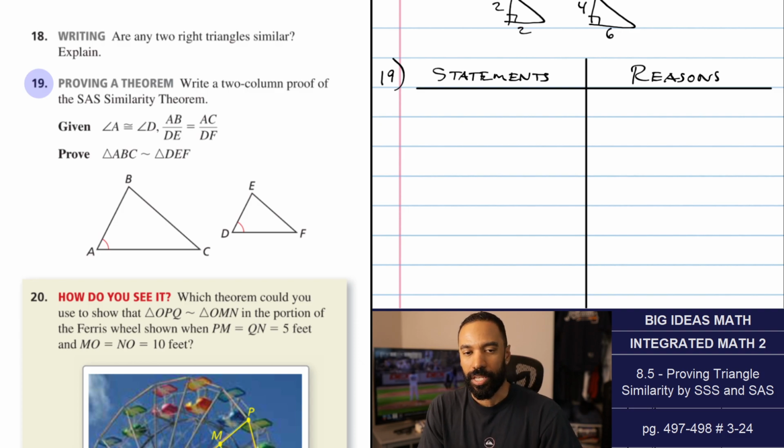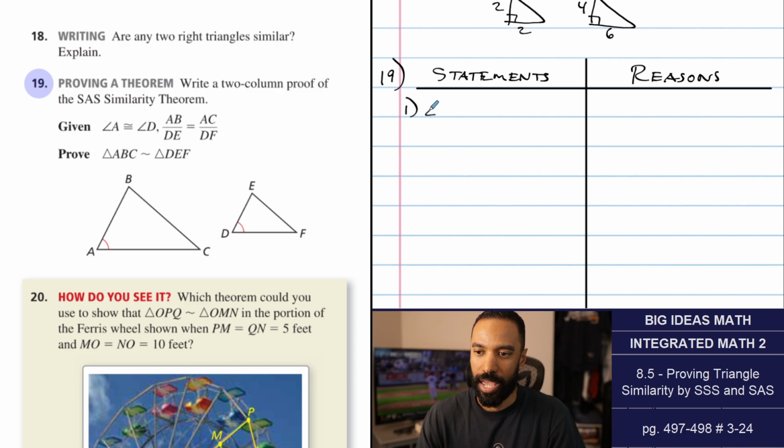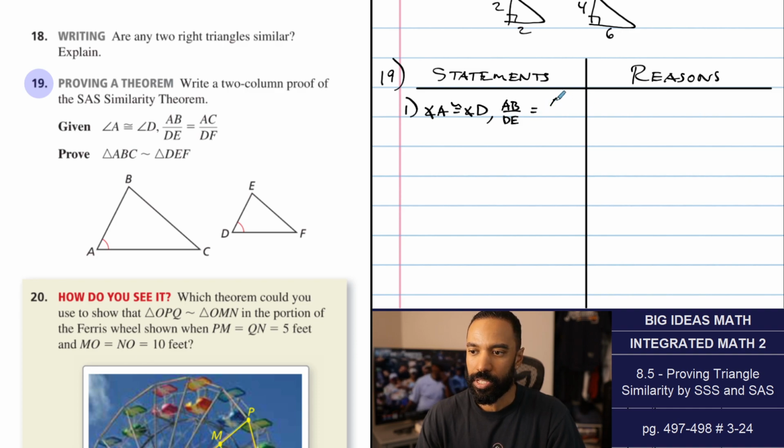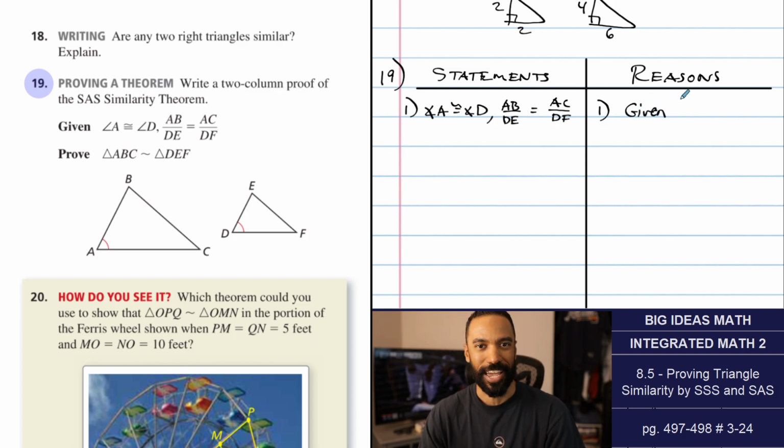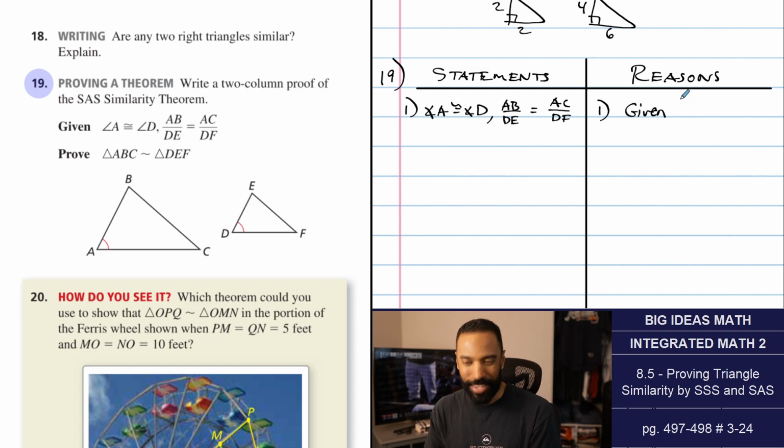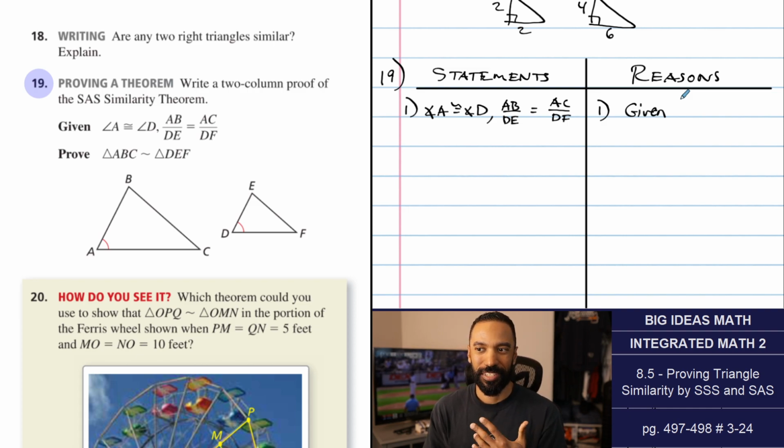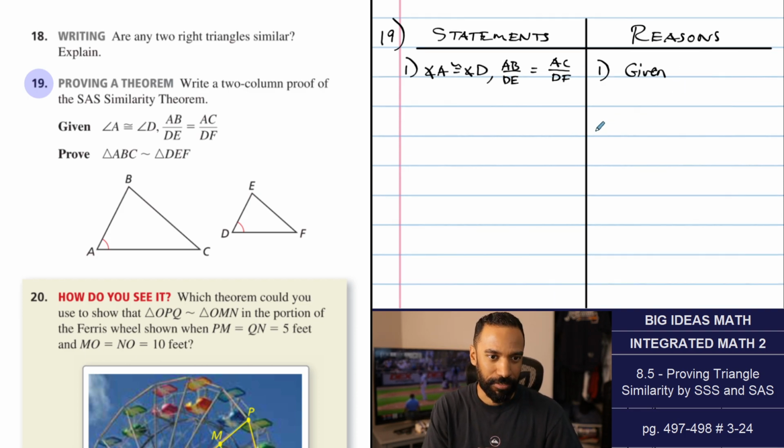So let's start with our givens. We're given that angle A is congruent to angle D, and that AB over DE is equal to AC over DF. That would generally be what we say for, hey, the triangles are similar by side-angle-side similarity. But we can't use a theorem to prove itself, right? That's the thing.